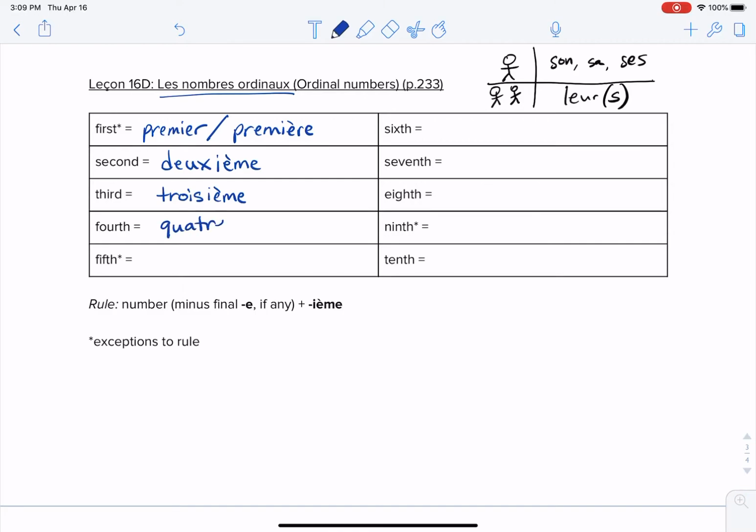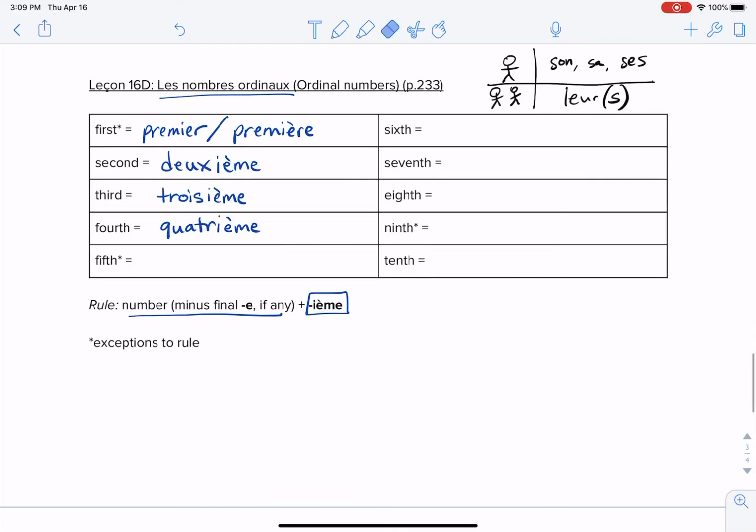4. Take a look at what happens here. I'm going to erase this letter E and then add ième. So for numbers that end in the letter E, I'm going to remove that E and then add ième, just like I do with the others. Quatrième.